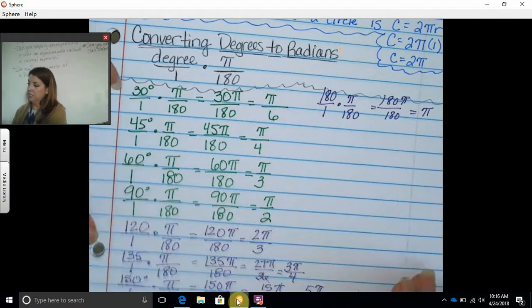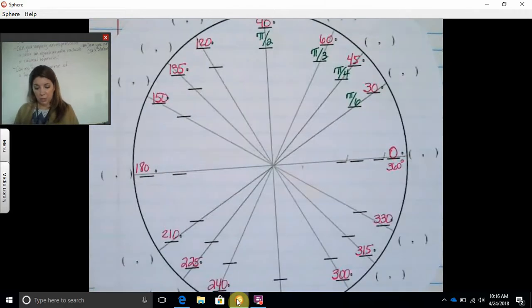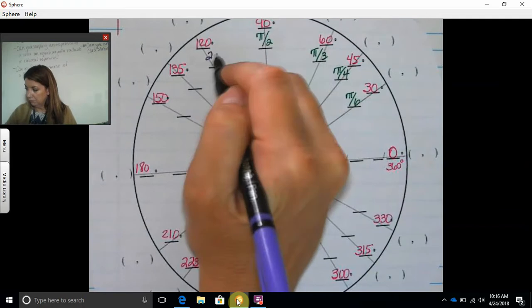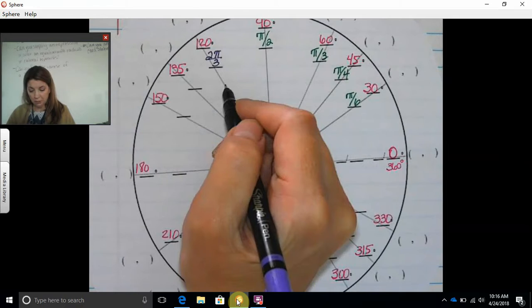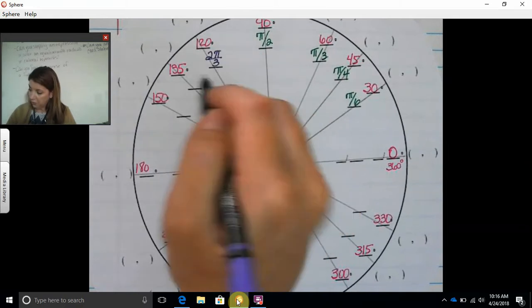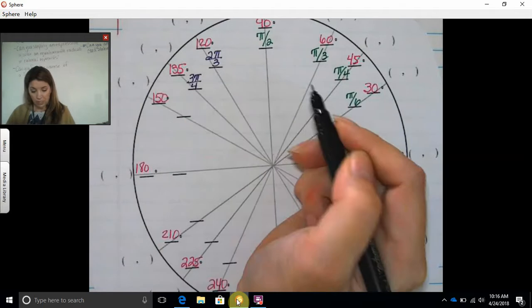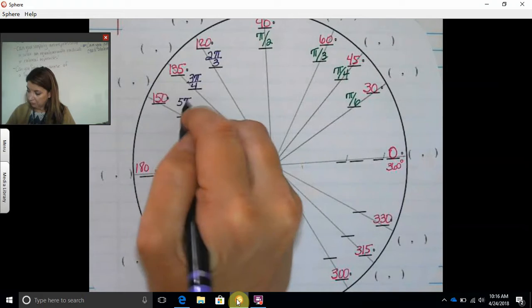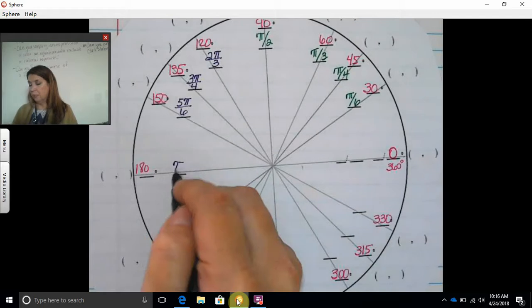All right, so let's fill this in. So 120 degrees was 2/3 pi, or 2 pi over 3. 135 degrees was 3 pi over 4. 150 degrees was 5 pi over 6. And 180 degrees is pi.